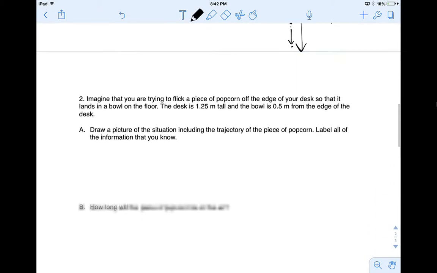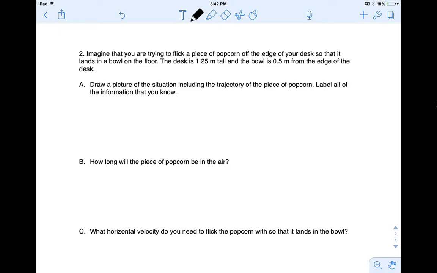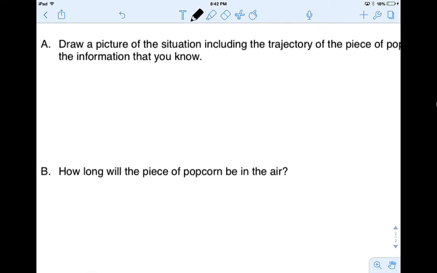All right, number 2. Imagine that you're trying to flick a piece of popcorn off the edge of your desk so that it lands in a bowl on the floor. The desk is 1.25 meters tall, and the bowl is 0.5 meters from the edge of the desk. So I'm going to draw a picture. I'm going to draw a desk, a little piece of popcorn, and a bowl down here. And I want the popcorn to go in the bowl.